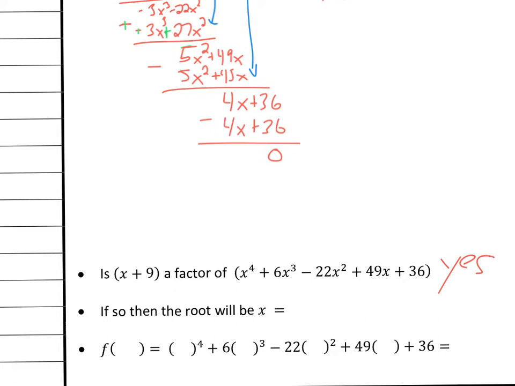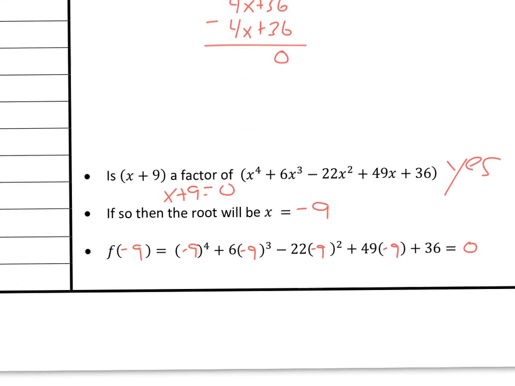If so, then the root will be, well, if I have x plus 9 equals 0, and it's a factor, I subtract the 9 over, I get x equals negative 9. Which means, if I plug that negative 9 in for x, I am going to get 0, which is kind of nice. So that implies that f of negative 9 is equal to 0. Hence, it's a root, okay? The ordered pair negative 9 comma 0. All right, let's move on and do another question.